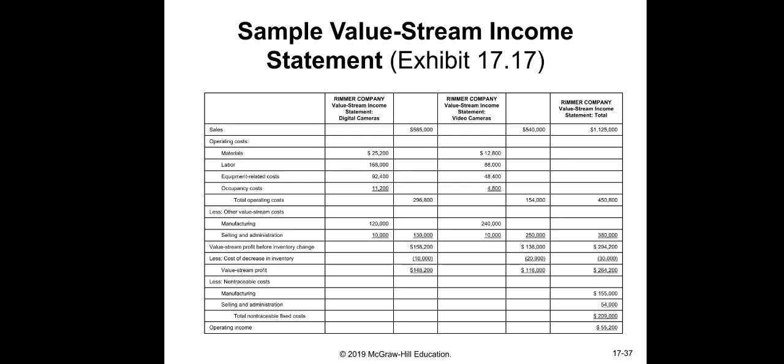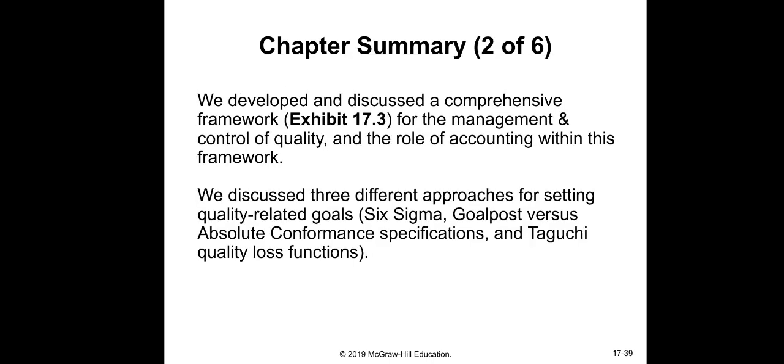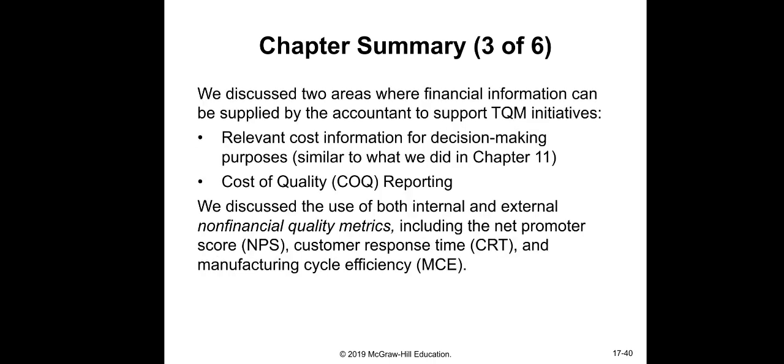Okay, so that's it. So you can see here the chapter summary, or topic summary, for this topic 3. We define an appropriate role for accounting in terms of management and control of quality. So just remember, the first thing that you have to know in this topic is the definition of quality. And then you have to know how to calculate the cost of quality and to prepare the cost of quality report.